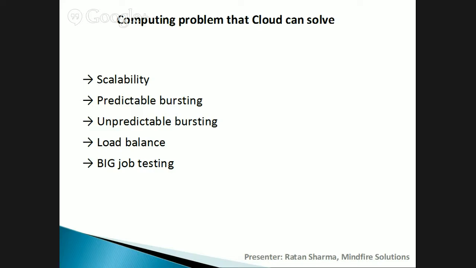The unpredictable bursting could be like, all of a sudden some storm came. So news channels can take advantage of it. They have no idea whether I will get a load, but all of a sudden if load is coming, they can scale their application. Then the load balance is also related to that. Then big job testing, like scientific research or medical testing, they can do. In cloud it will be better because you cannot manage that level of server of your own. Because there are some problems that we'll see.